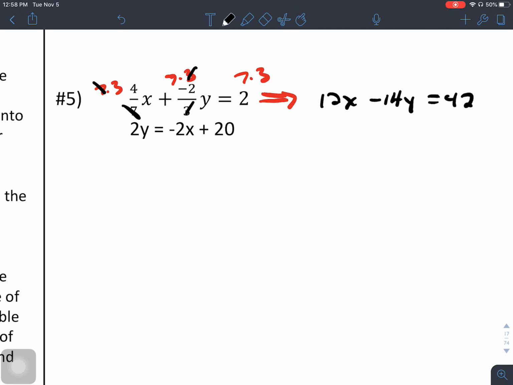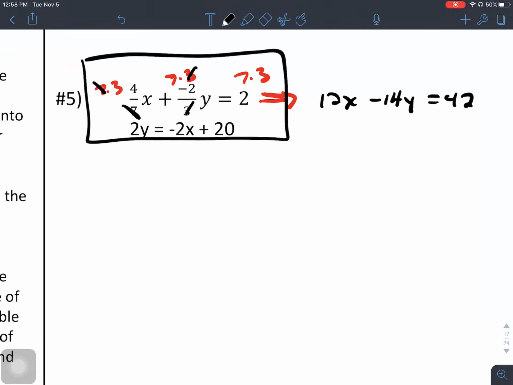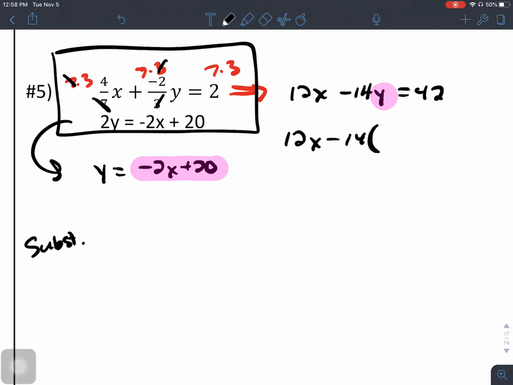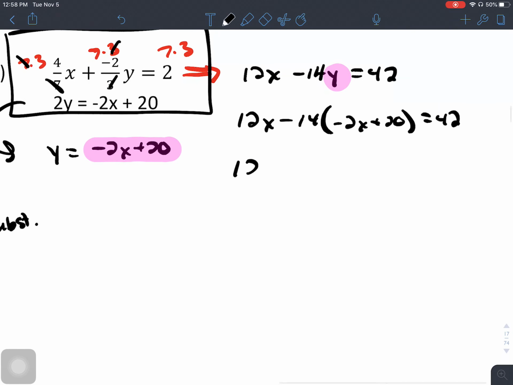If I then take this fella, let me just kind of separate what's happening here. If I take this fella and divide each term by 2 to get y by itself, I would get this. Then I would do this problem by substitution. So I'm going to replace the y in this equation with negative 2x plus 20. When you substitute, use parentheses every time. We could distribute the minus 14.